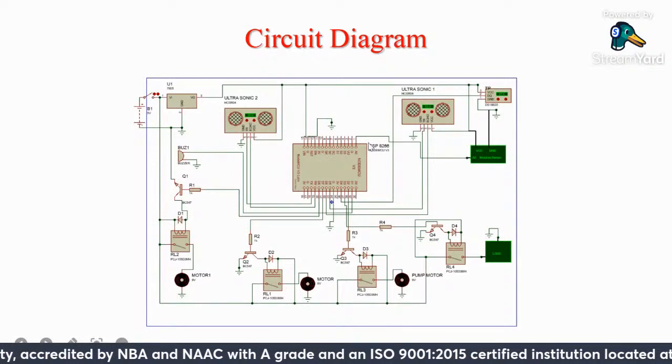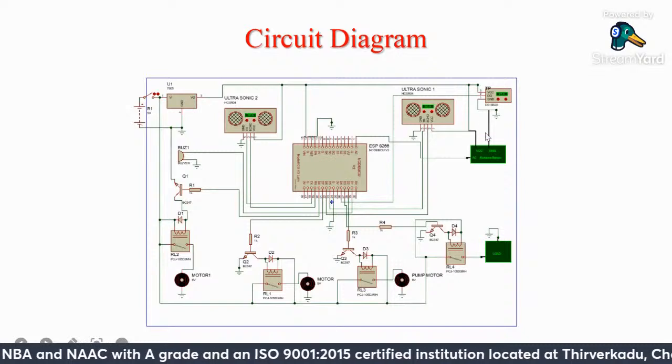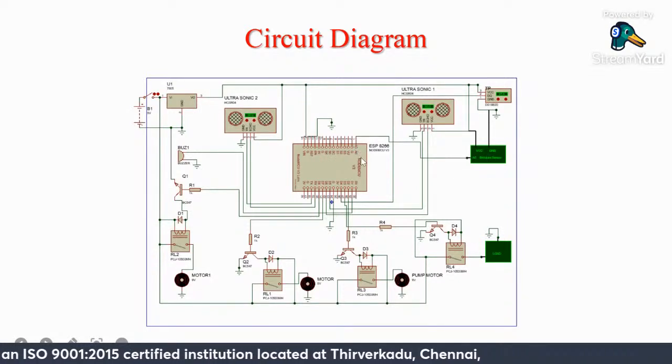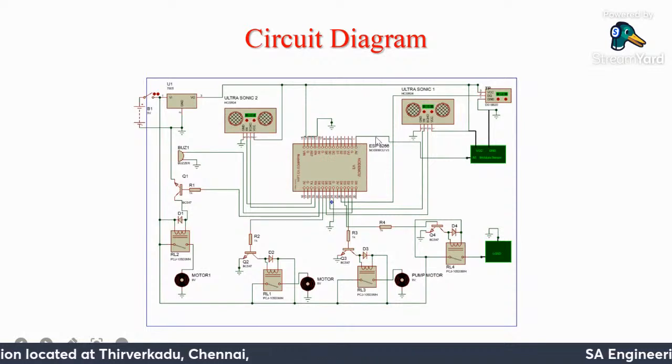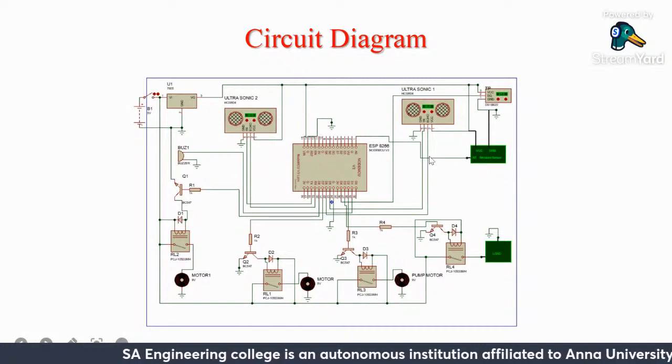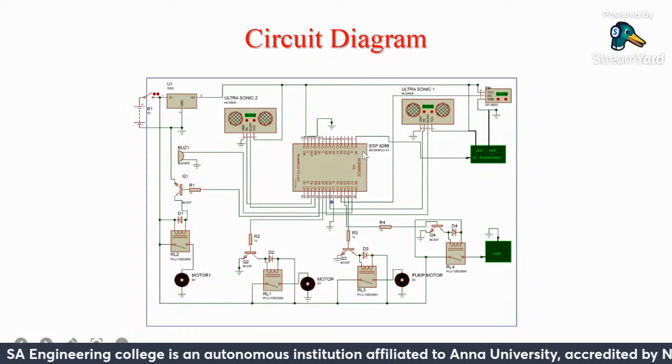Then, as I told already, I'm using only a moisture sensor, so I'm using the analog pin of the ESP8266 NodeMCU as a control pin for this moisture sensor. We are getting input from the moisture electrode, and we are giving that as input to this NodeMCU analog pin.